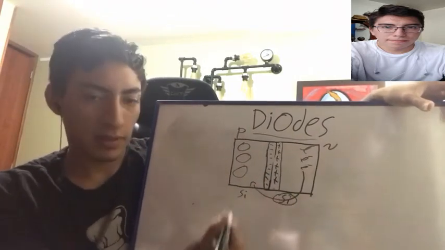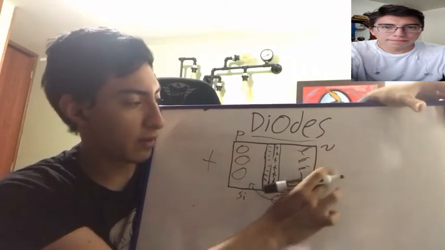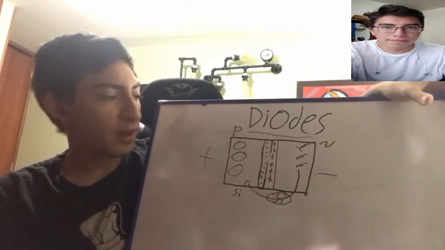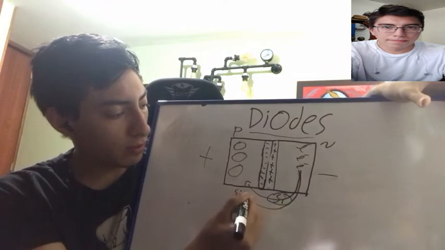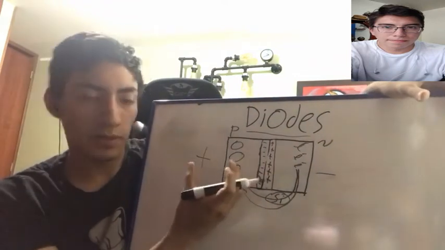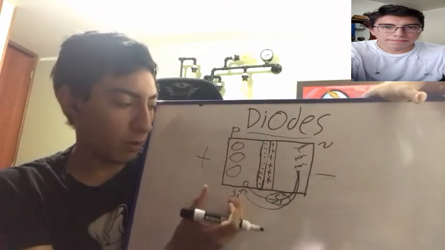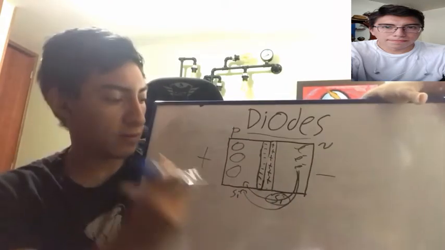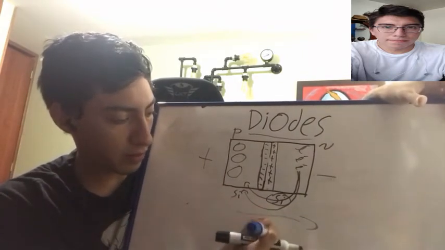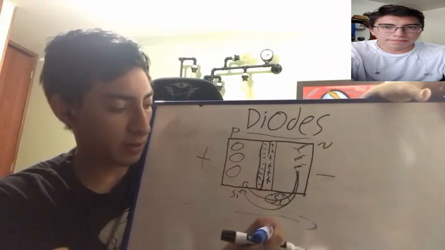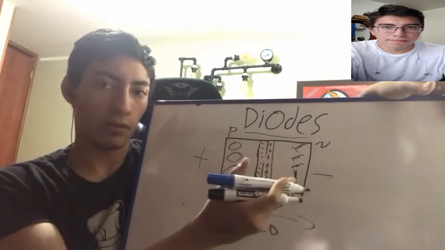This basically means that when we put a power supply here, a voltage supply here, these electrons will gladly be attracted to the P part where there's a lack of electrons, creating a flow of electrons, and this will create a current going in the opposite direction. So this basically means that the diode will only let current flow in only one direction.